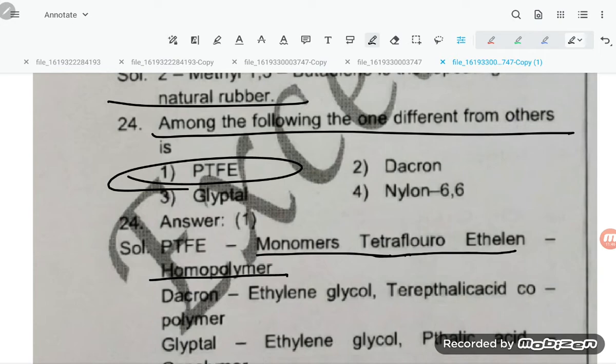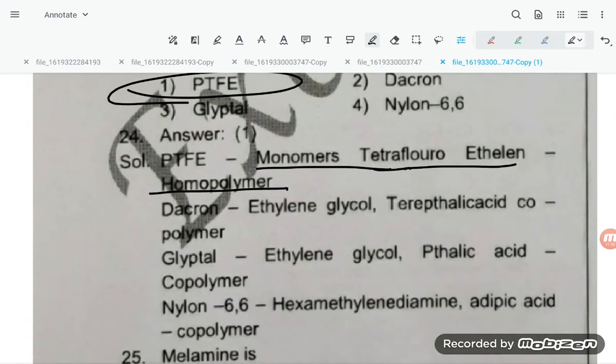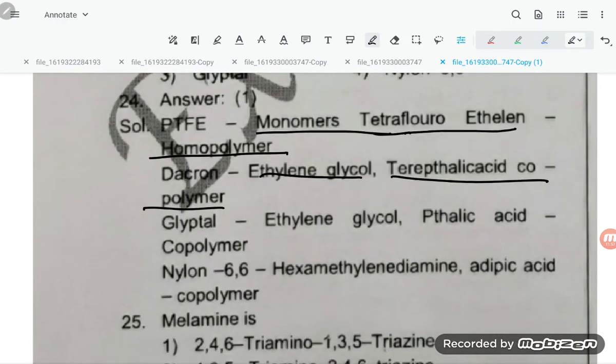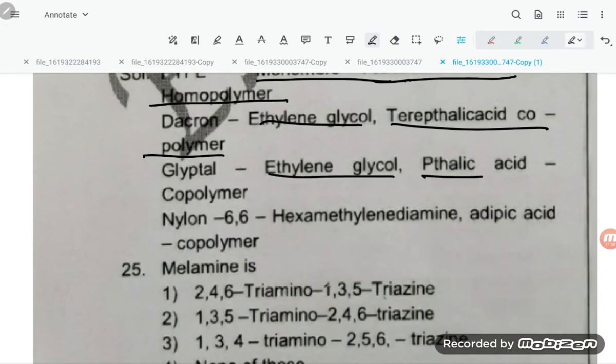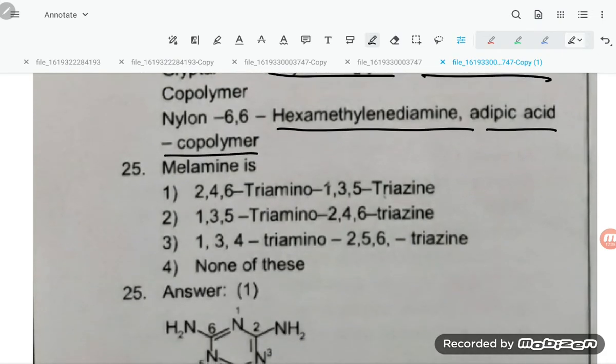Glyptal is there, Dacron is there, nylon 6. They all are copolymers. Dacron is a copolymer of ethylene glycol and terephthalic acid. Glyptal is from ethylene glycol and phthalic acid. Nylon 6 is from hexamethylene diamine and adipic acid. So they all are copolymers. Melamine is 2,4,6-triamino-1,3,5-triazine.